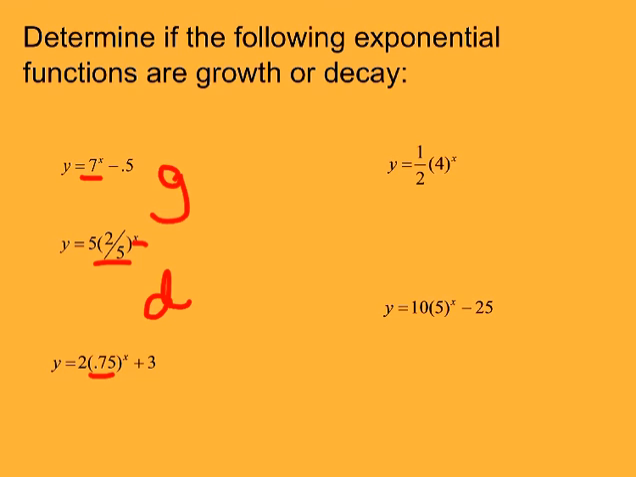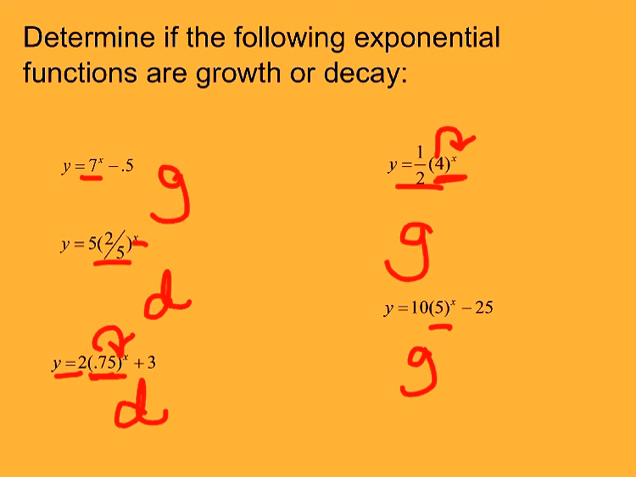Here, this 0.75 is what actually is being raised to the x power, not the 2. The 0.75 is. So that makes this a decay. Here, the 4 is what's being raised to the x power, not the 1/2. So since it's the 4, it's going to be growth. And here, since it's the 5, it's going to be growth.